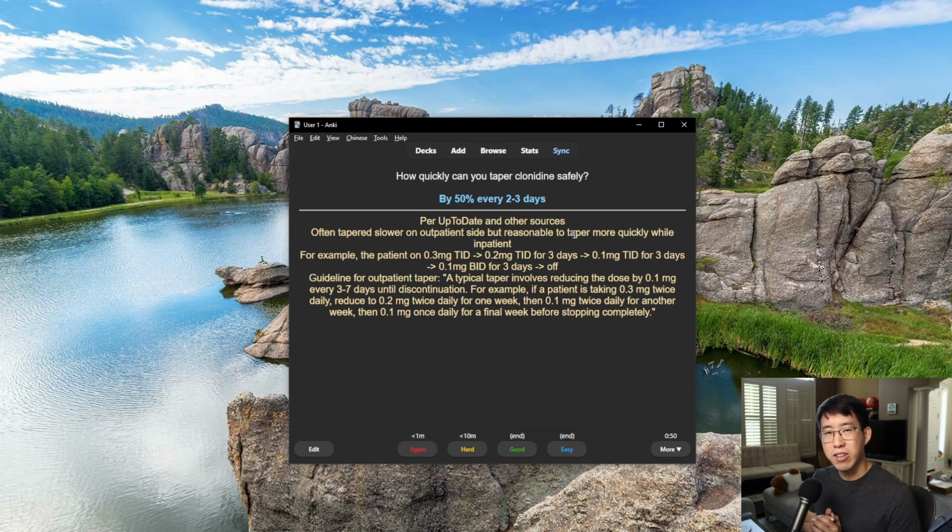I will say that I did have a patient where I tried to wean it this quickly, 50% every 2 to 3 days, and they did get pretty hypertensive. So even though this is what's recommended on UpToDate, be aware that you may have to take a slower approach as well if they're on very high doses. And just as a quick reminder, the reason we taper it so slowly is because of the risk for rebound hypertension when you take somebody off of clonidine.